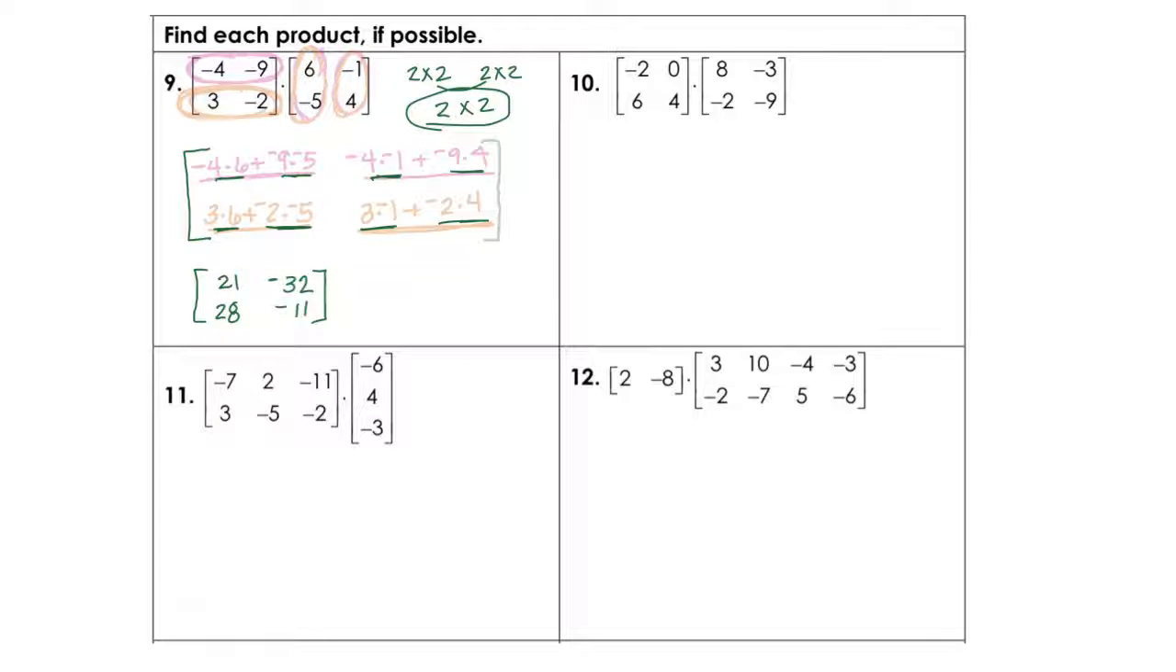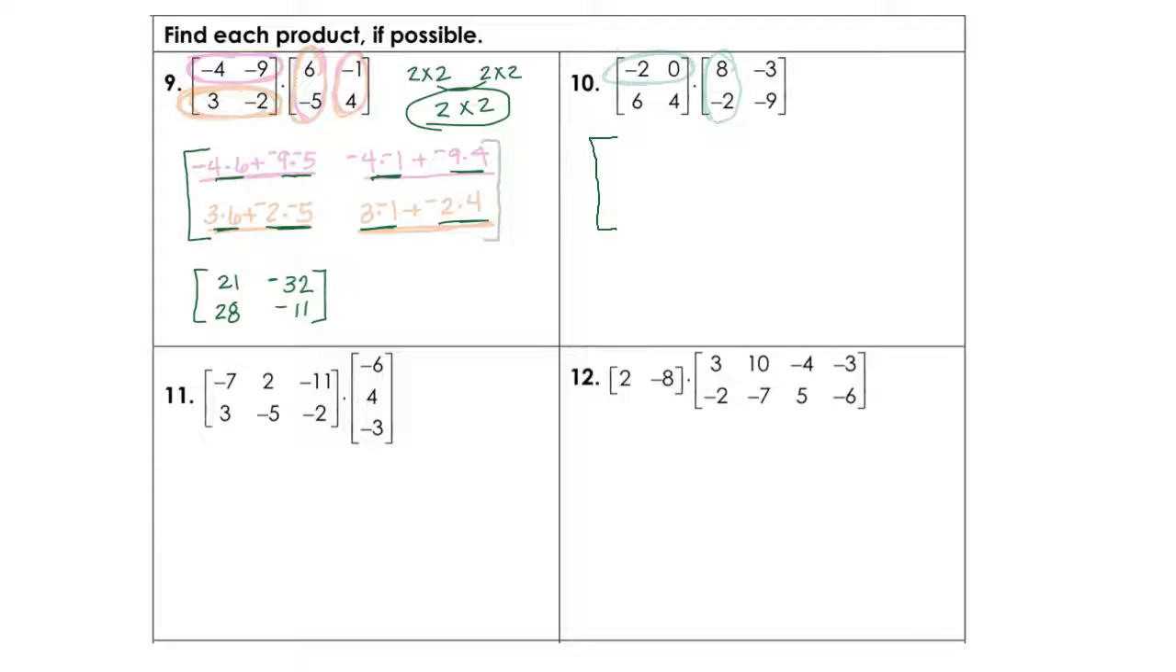Okay, try number 10. Again, check your dimensions. You've got a 2 by 2 times a 2 by 2, so you can multiply these and your answer is going to be a 2 by 2. So I'm going to start my matrix. And again, very similar process. You're just going to take your row, multiply it to your column.